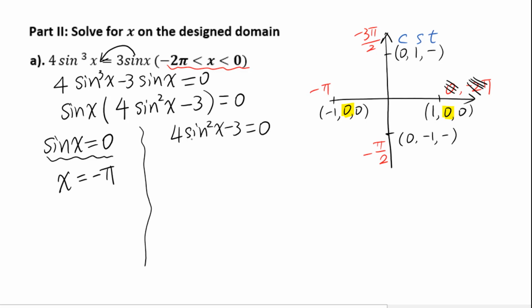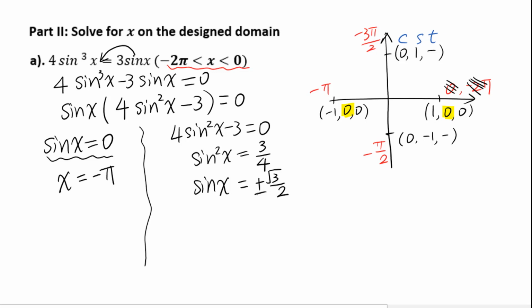Then let's solve 4 sine square x minus 3 equals 0. This is a power pattern equation. We need to isolate the sine square x first. You will get sine square x equals 3 over 4. Square root both sides. You got sine x equals plus or minus square root of 3 over 2.